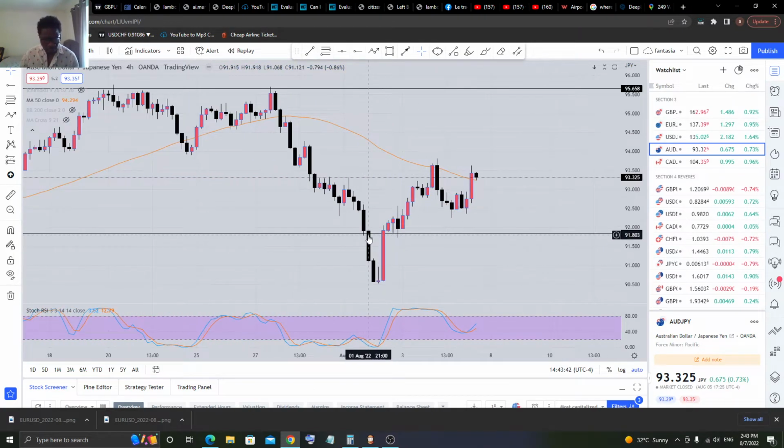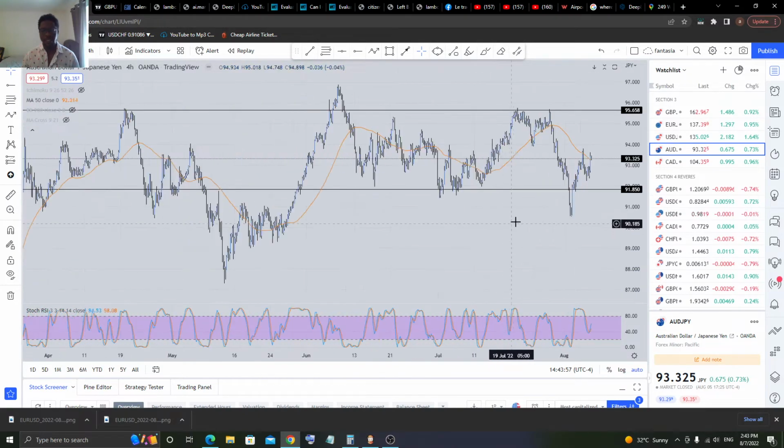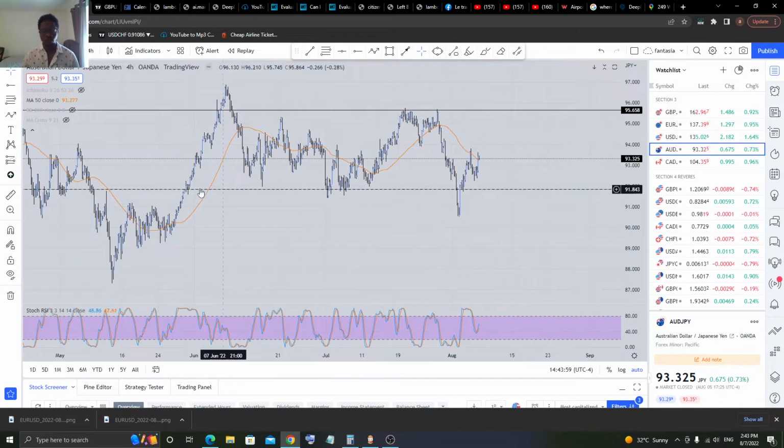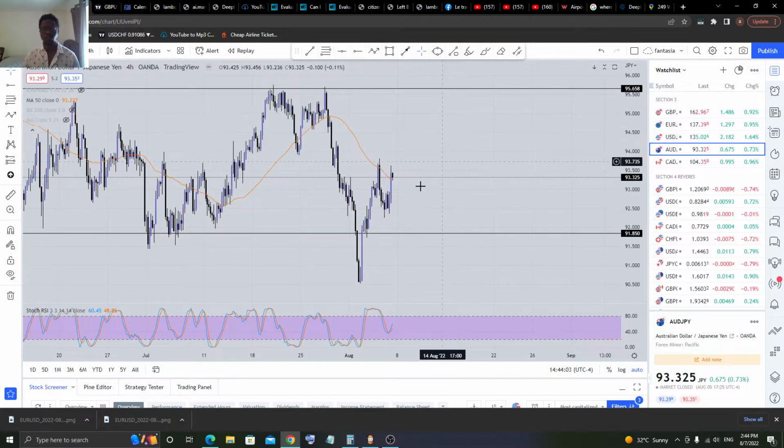Look at price break through this one, and right away it came back. You see, that means price is having a lot of trouble breaking this level. What does this mean? This means price has to go up.